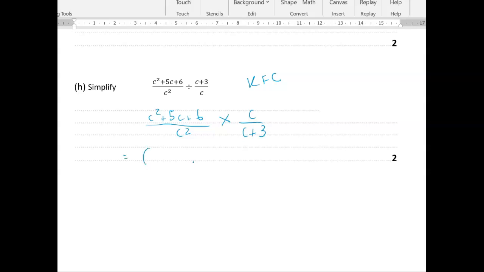Then, in order to get your other marks, you need to factorise the quadratic here, which is C plus 3, C plus 2, all over C squared times C over C plus 3. Now, you cannot cancel in this format. You needed to factorise before you can cancel. And now I can cancel this C plus 3 with this C plus 3, this C with one of these C's, so I'm left with C plus 2 over C. You need to get it in that form to get your full 2 marks.